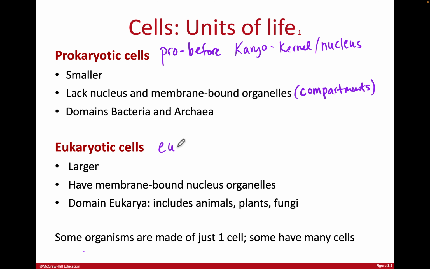Eukaryotic cells, on the other hand, eu means true, so they have a true nucleus. Karyo, again, is kernel or nucleus. They are larger in size. They have the membrane-bound nucleus, and they have membrane-bound organelles, so they have complex compartments inside their cells. Organisms in the domain eukarya are made of eukaryotic cells. These include animals, plants, and fungi, as well as a number of single-celled types of eukaryotes.